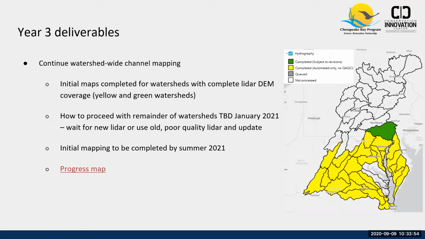We do have DEM coverage for those watersheds, but those DEMs are relatively old. They're from 2006 or 2008. And we've been told that new DEMs are going to be delivered by the end of this year. So for now, we're holding our breath, hoping that they do get delivered. But if they don't, then in January, we will make a decision to move forward with the DEMs that we have. So regardless of how that plays out, we expect to have initial channel maps completed by summer 2021 for the entire Bay watershed.